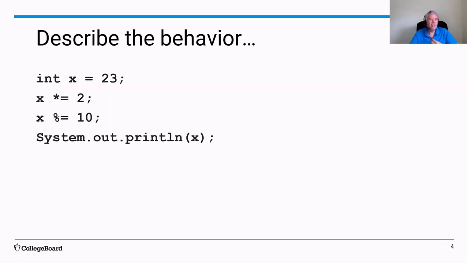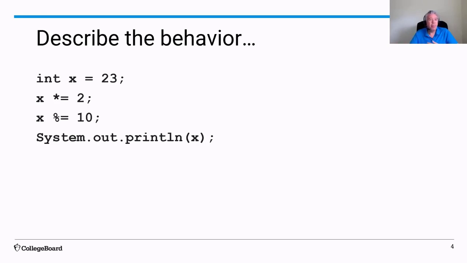Let's say we want to describe the behavior of this little segment of code. When I say describe the behavior, that's different than tracing code. We've done some examples where we traced code before. Now we want to describe it, and describe means that we have to use a little more verbiage. I'm not just creating a column where I keep track of the value of the variables. That's okay to be able to trace code, but we also need to be able to describe what it does.